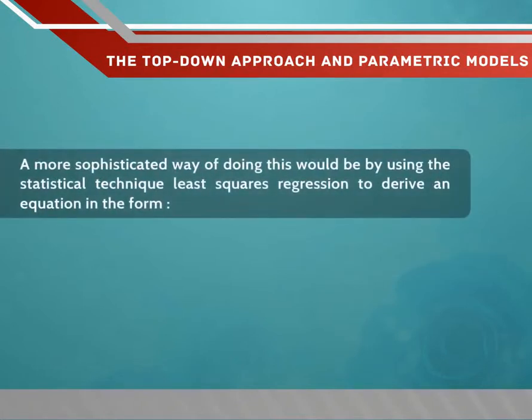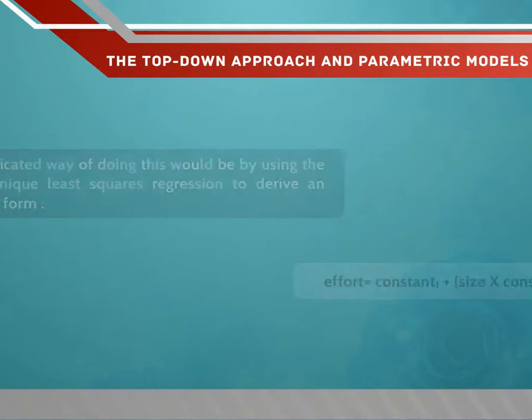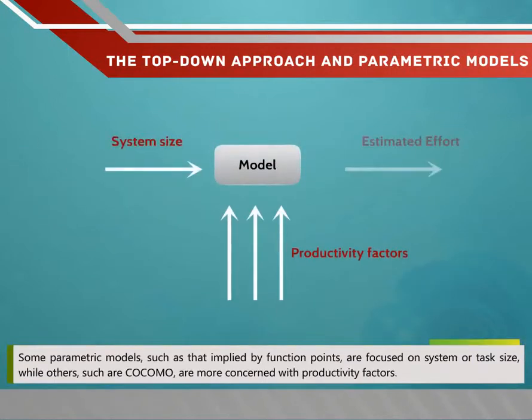A more sophisticated way of doing this would be by using the statistical technique least squares regression to derive an equation in the form effort is equal to constant 1 plus size times constant 2. Some parametric models such as that implied by function points are focused on system or task size, while others such as COCOMO are more concerned with productivity factors.